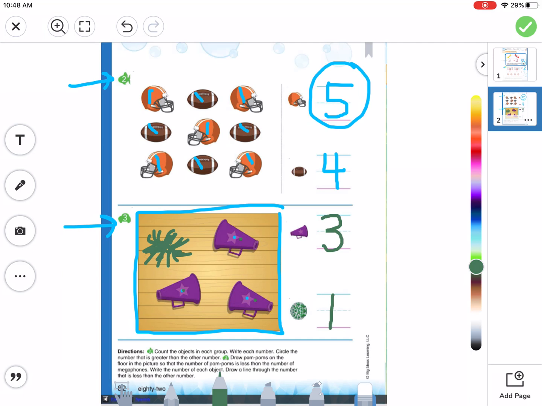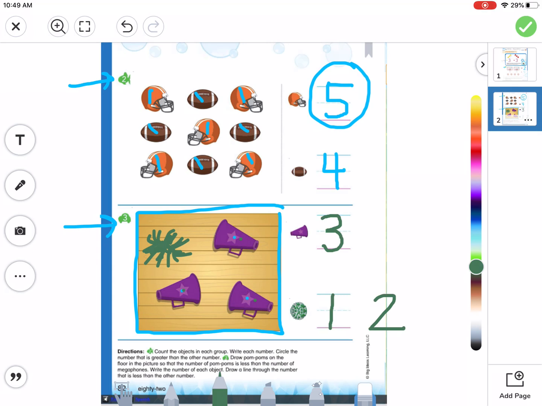Okay, but if you drew 2 pom-poms, you would need to write 2 here. If you drew 1 pom-pom, you would only need to write 1 there, like Mrs. Hensley did, but that's up to you, 1 or 2. Then it says, draw a line through the number that is less than the other number. So which number is less, 3 or 1? Or if you wrote 2 here. Okay, which number is less, 3, 1, or 2? Okay, it would be 1 or 2.